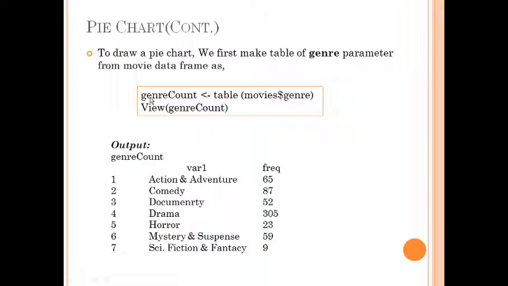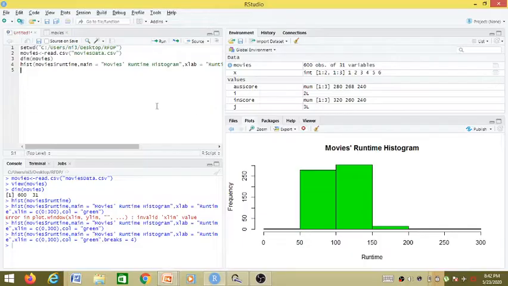So how to do that? We name the table genre count, and use the function table. As a parameter, we are passing the data frame along with the column name. Once we do this, we will be getting a table. Let us do this.